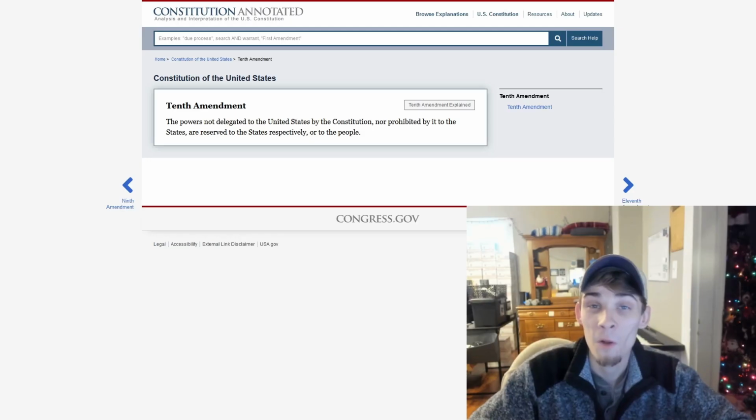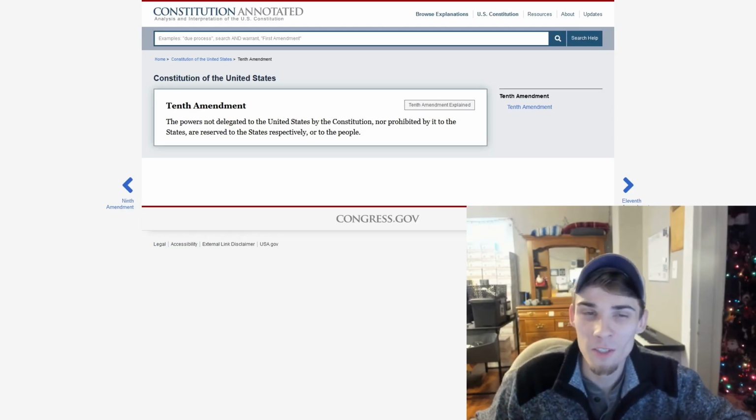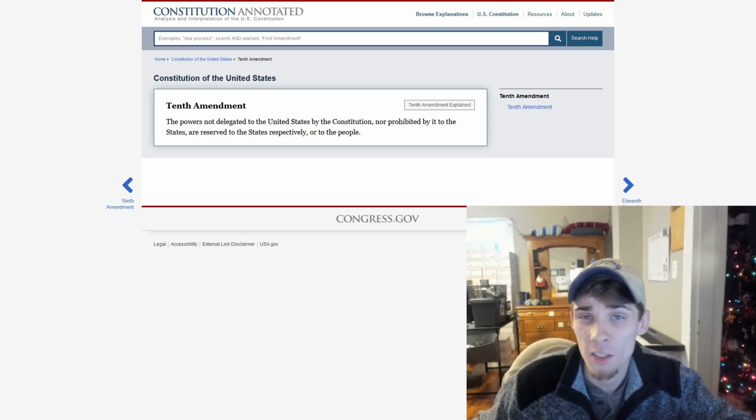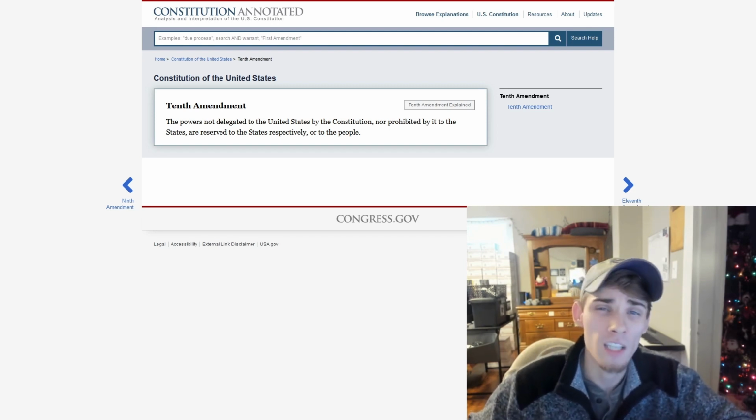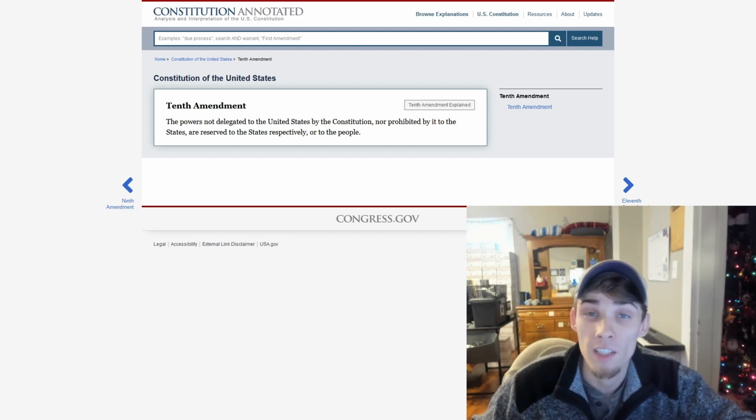Okay, straight from Constitution Annotated at congress.gov. The 10th Amendment reads, "The powers not delegated to the United States, the federal government, by the Constitution, nor prohibited by it to the states, are reserved to the states respectively, or to the people."